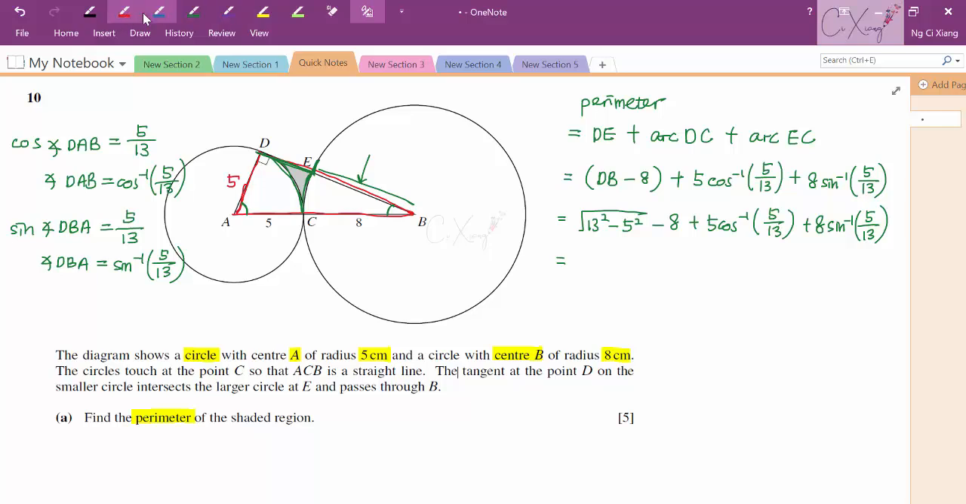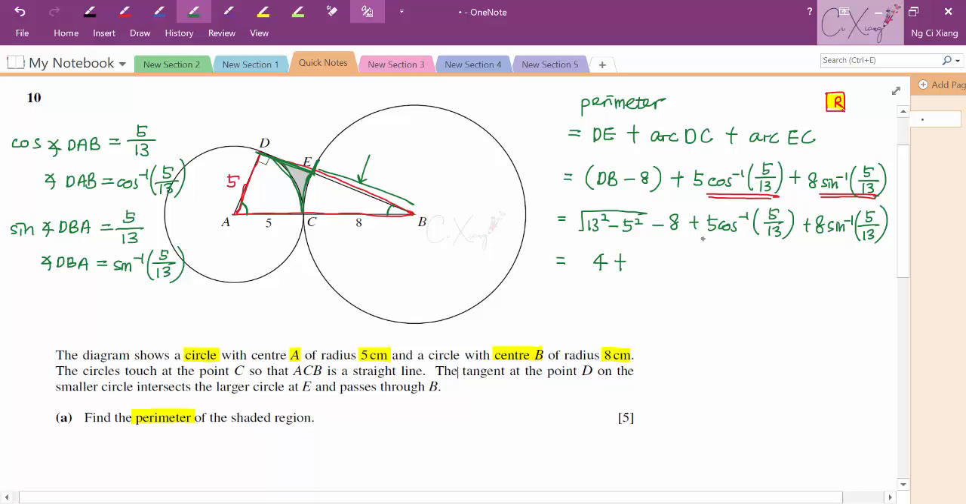So one reminder here, when you want to press the calculator for the answer, because we have the trigo functions here, sine inverse and also cos inverse, you need to make sure that your calculator is in the radian mode. Please make sure that you change to radian mode before you press the calculator for the answer. All right, so square root of 13 squared minus 5 squared, minus 8, this whole part you will get 4.